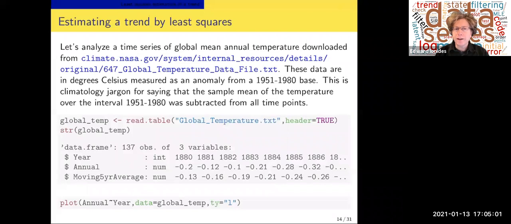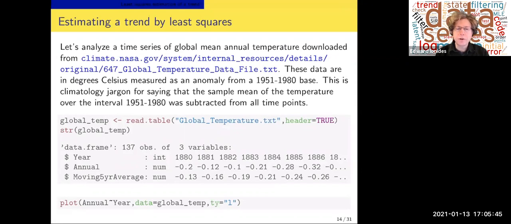These data are degrees Celsius, a global temperature measure measured as an anomaly from a 1951 to 1980 base. What does it mean to be an anomaly? This is climatology jargon for saying that they took the average over the interval 1951 to 1980 and subtracted that from all the other time points, so it sets a baseline 0 for that average. Okay, here's the data, just to look at the structure of the global temperature variable. There are 3 variables: year, annual anomaly, and moving 5-year average, which we're not going to look at so much.